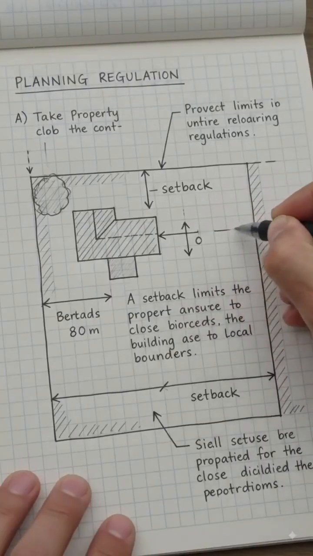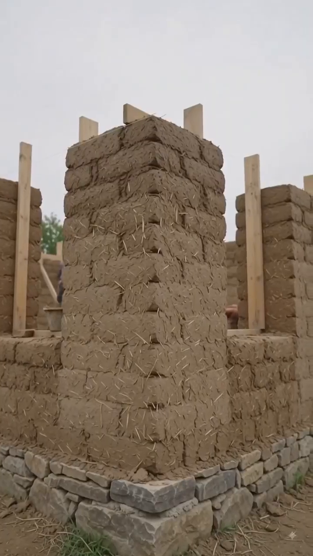Welcome to Lesson 19. We're exploring cob construction. A setback limits how close you can build to boundaries. Next, we'll cover permits.